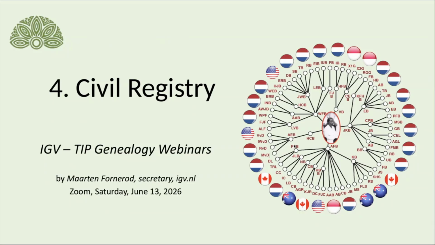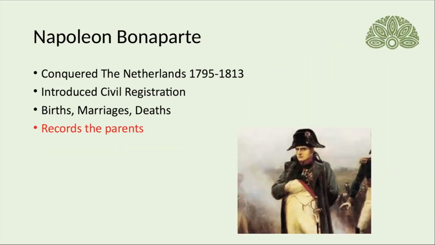The most obvious answer to that question, for the last, let's say, 2 centuries or so, is we can get these connections through the civil registry. So the civil registry was introduced in the Netherlands around the end of the 18th century, and it was because of Napoleon Bonaparte. He conquered the Netherlands at the end of the 18th century, beginning of the 19th century. He introduced many modernizations of governance and also the civil registration.